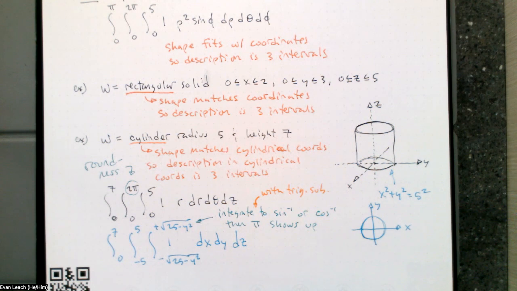We integrate with some trigonometric substitution. That makes some sine inverse and some cosine inverse show up. That's where the roundness is going to come from. That's where pi is going to show up. That's how we get the pi that we know is going to be there. Notice that in our cylindrical coordinates, pi is just sitting there in one of the intervals.